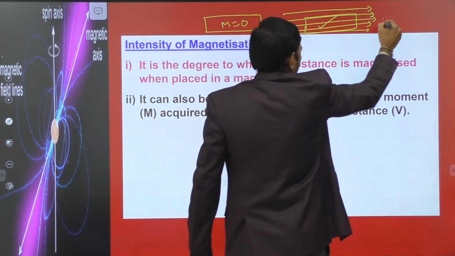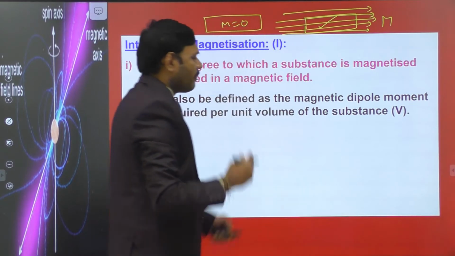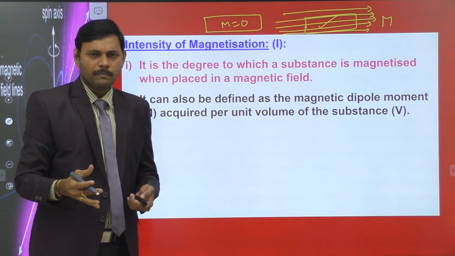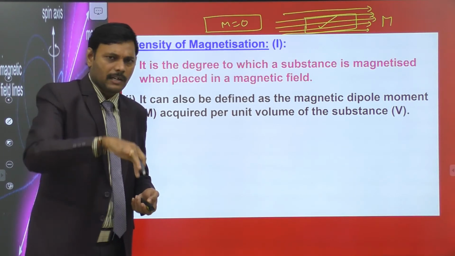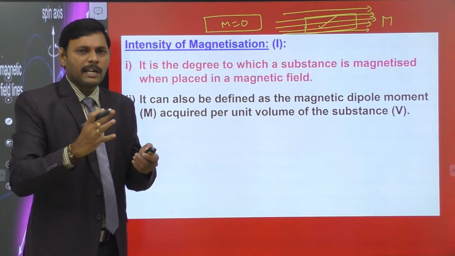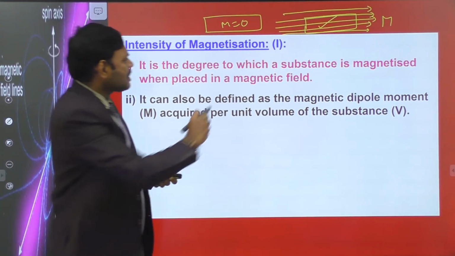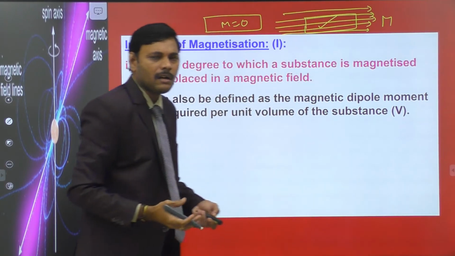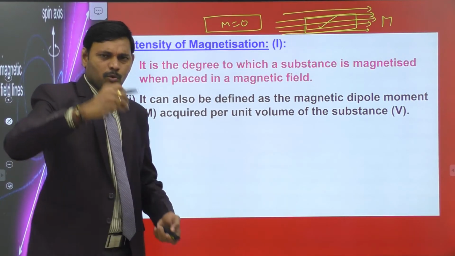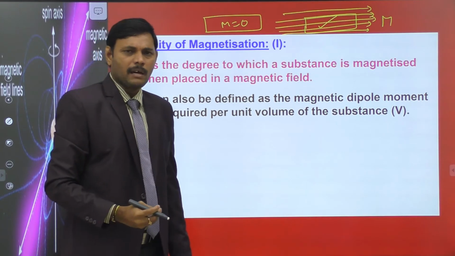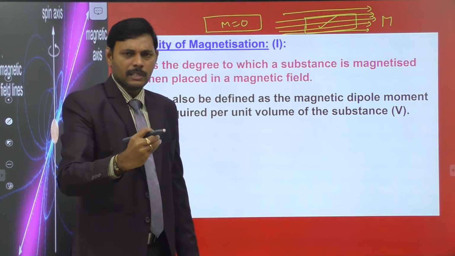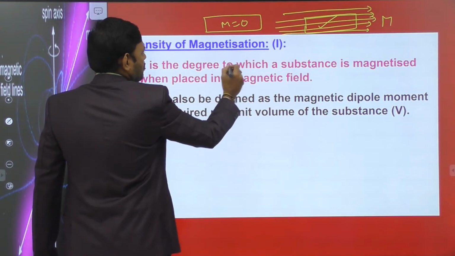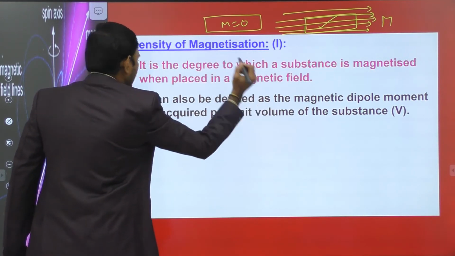Once it gets magnetized, there is a magnetic moment. So when a magnetic material, like iron, is placed in a uniform magnetic field, it gets magnetized. Then the magnetic moment per unit volume, there is some volume for the given substance. The iron rod definitely has some volume, which is equal to area of cross section into length. This magnetic moment obtained by the magnetic material per unit volume is the intensity of magnetization. So the degree to which the substance gets magnetized is determined by this definition.